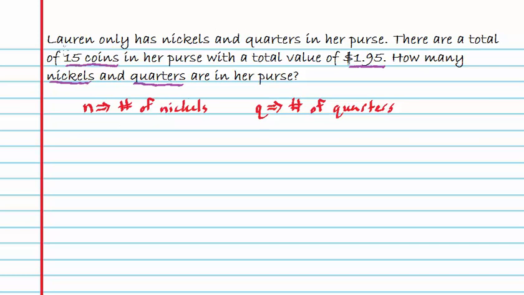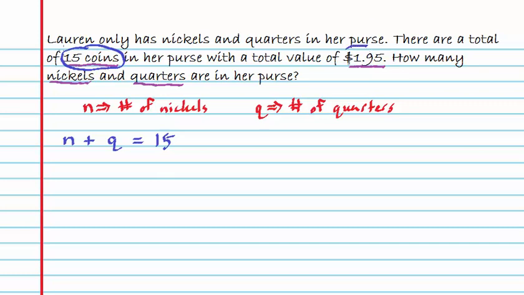The first one is going to deal with the number of coins. So we have 15 total coins. So I know that the number of nickels plus the number of quarters add up to 15, because there are 15 total coins. So n plus q equals 15.